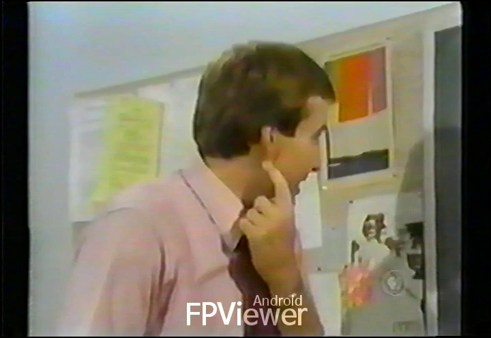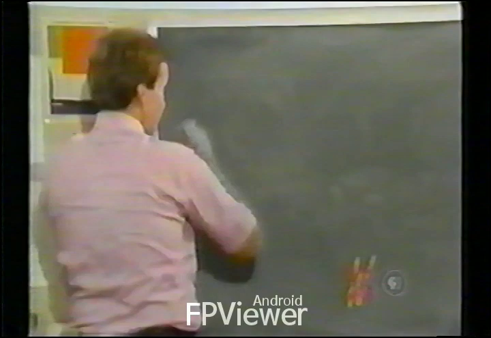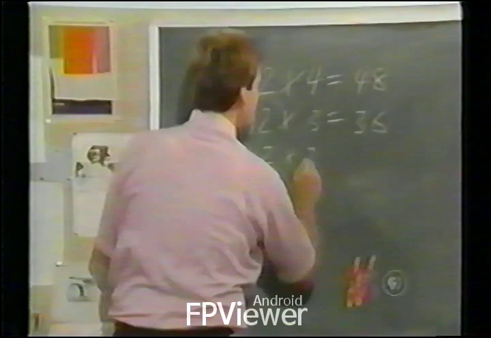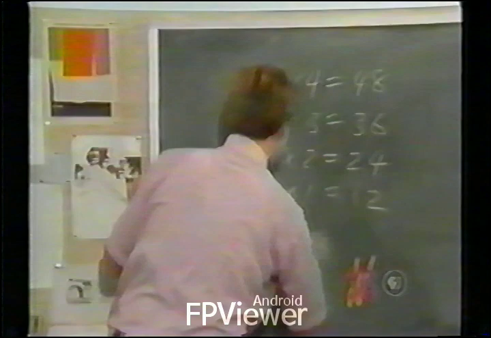You know, most people, when they multiply with whole numbers, have an idea what the answer is going to be. They can't do that with fractions. Yes, I suppose you're right. I know I'm right, too, but I think I should do this by example. Should make it a little bit clearer. So we have 12 times 4 equals 48, 12 times 3 equals 36, 12 times 2 equals 24, 12 times 1 equals 12, and 12 times 1 half equals 6.